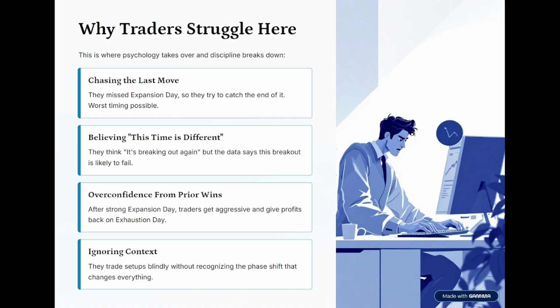So you won big on the prior expansion day. Don't get too aggressive on exhaustion days, or find yourself giving it all back. Size down and take quicker profits. Be aware of what day in the cycle you are trading in. Stop ignoring the context. Don't trade blindly, unaware of the phase shift that is occurring.